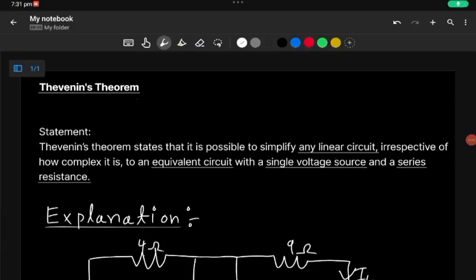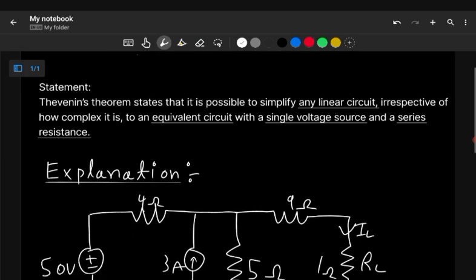Hello everyone, today we're going to be studying Thevenin's theorem for DC circuit analysis. So, what does it state? Thevenin's theorem states that it is possible to simplify any linear circuit, irrespective of how complex it is, to an equivalent circuit with a single voltage source and a series resistance.